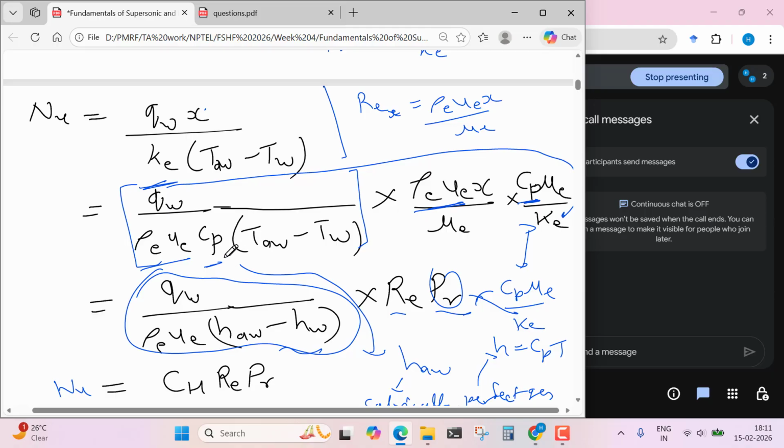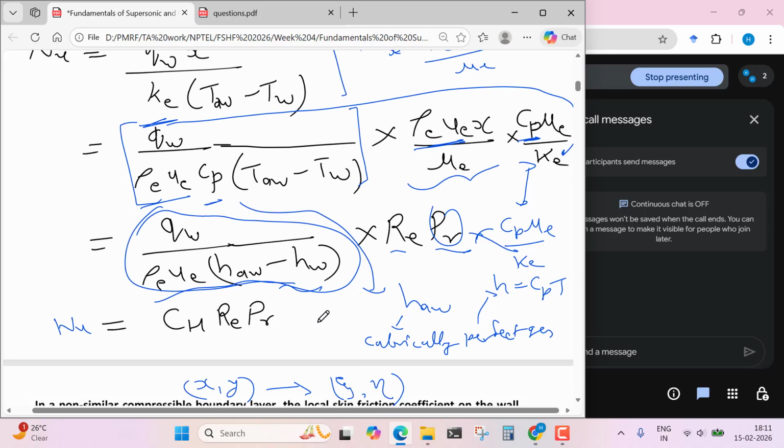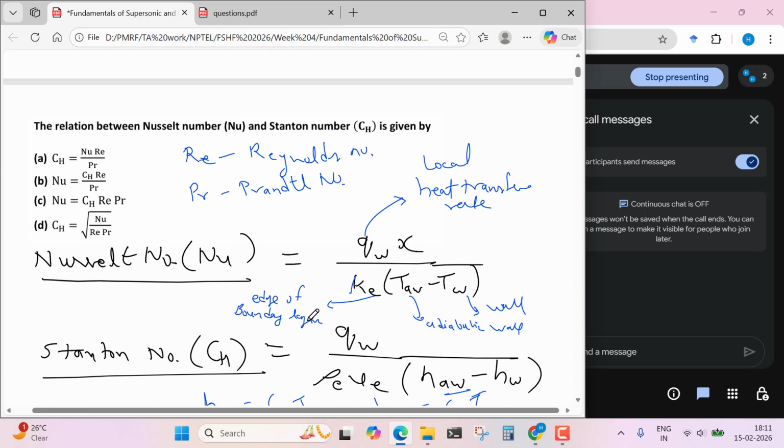Now if we multiply this Cp inside, then we will get Haw minus Hw, and this whole term is nothing but Stanton number Ch. This we already saw. This number is Reynolds number given by rho e Ue x upon mu e, and the Cp mu e upon K is Prandtl number. So we got Nu equal to Ch Re Pr. So Nusselt number can be given by product of Stanton number, Reynolds number and Prandtl number. So which option will be correct? Option C will be correct.